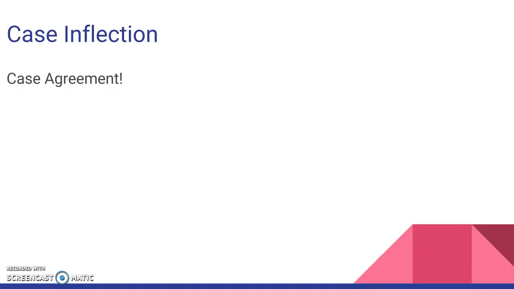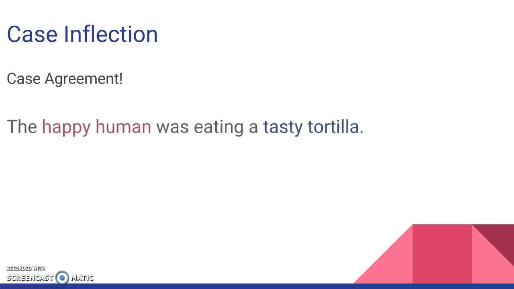Adjectives can also have endings, but they must have things called case agreement. This means that the adjective must have the same type of ending as whatever noun it is describing. In this case, happy is describing human, so it has to be in the nominative, and tasty is describing tortilla, so it must be in the accusative.